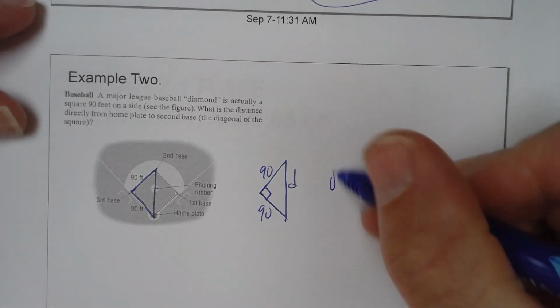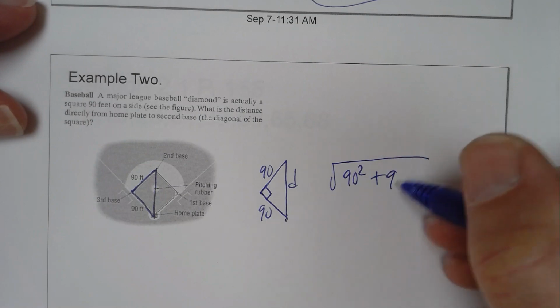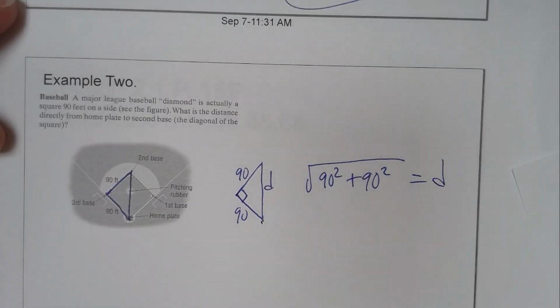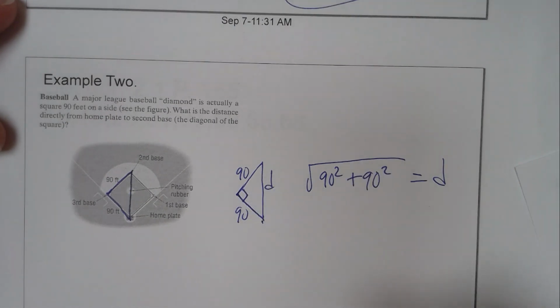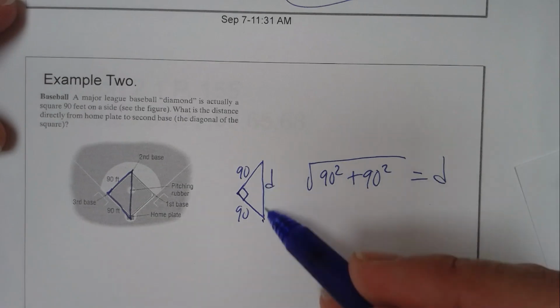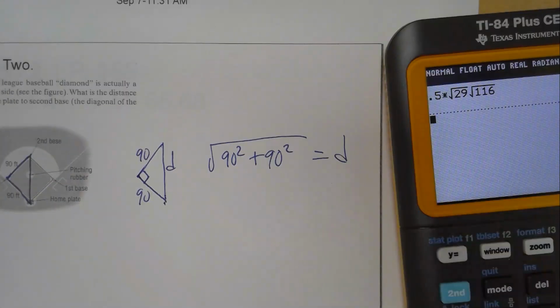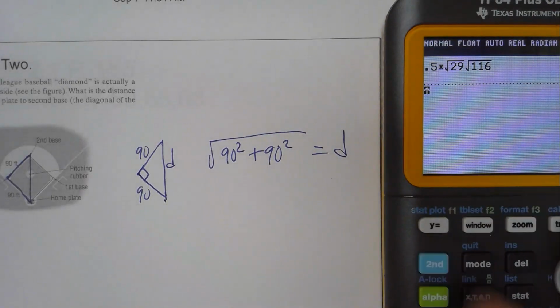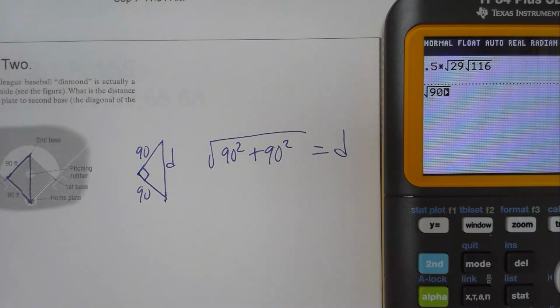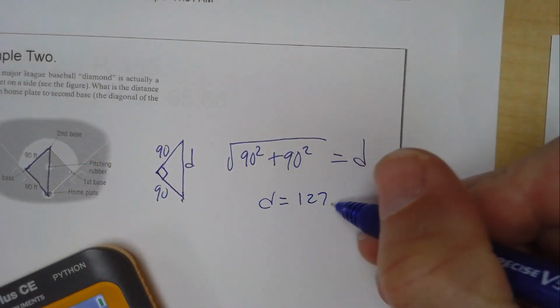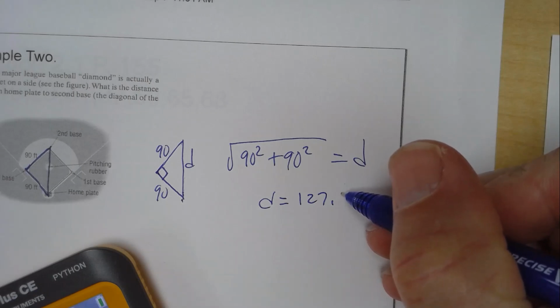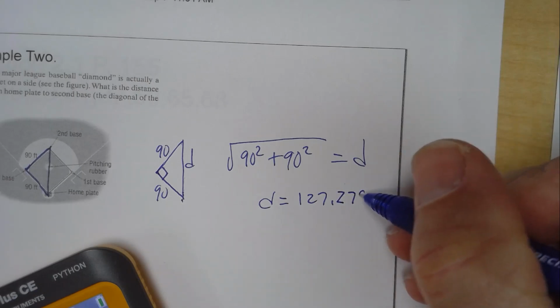So the square root of 90 squared plus 90 squared is equal to the distance. So it's basically just a squared plus b squared, and then take the square root to get the distance of the hypotenuse from there to there. So square root of 90 squared plus 90 squared equals 127 feet. So D is 127.279 feet.